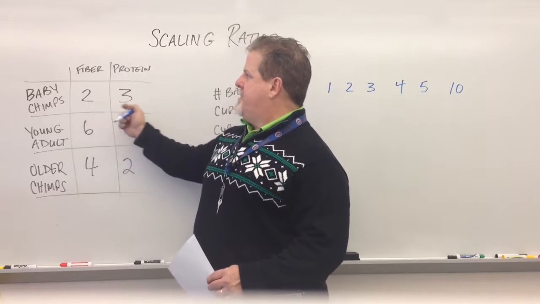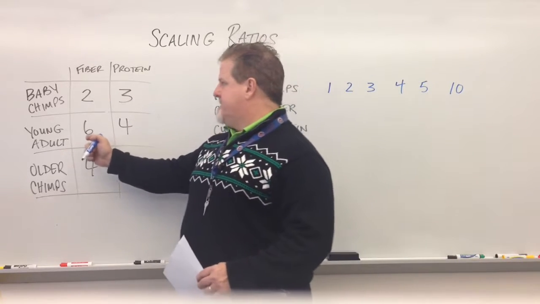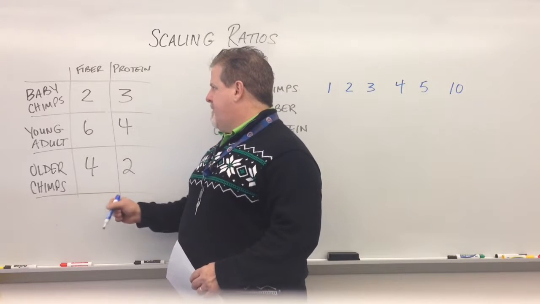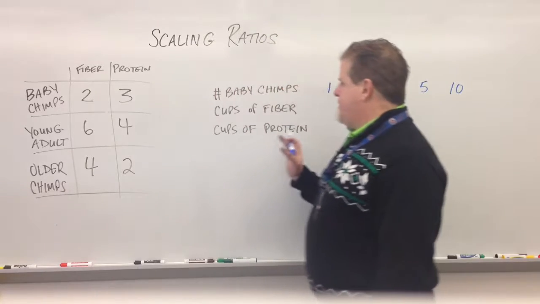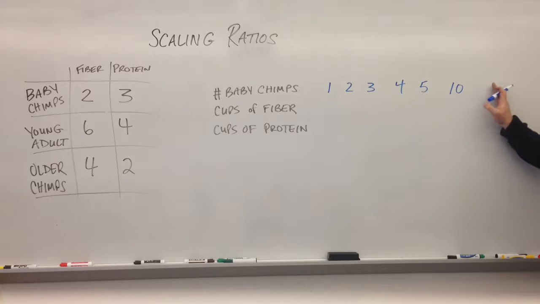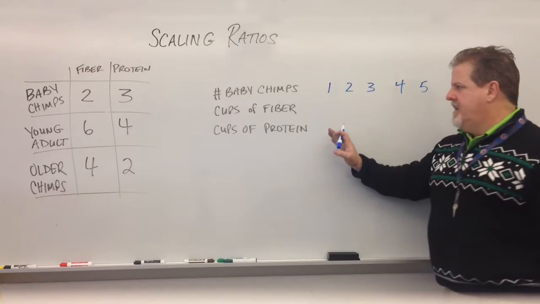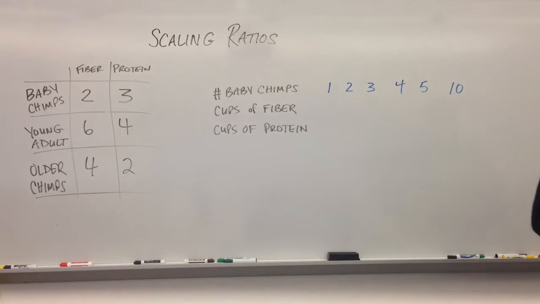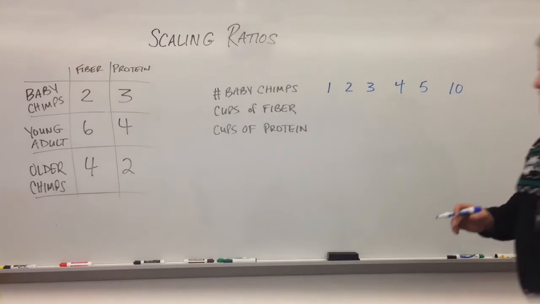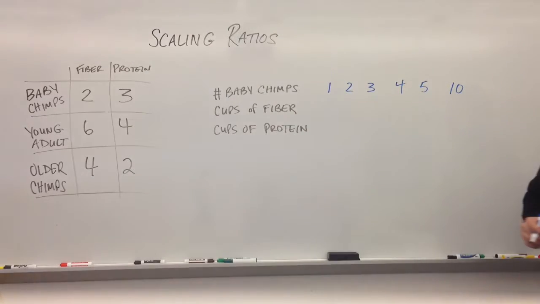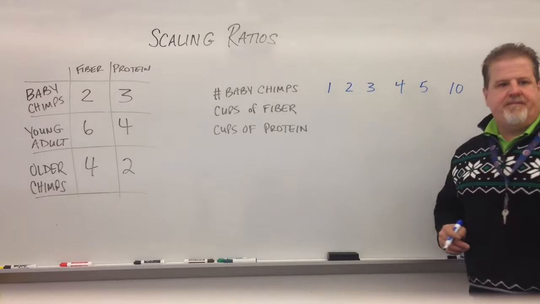Babies get 2 cups of fiber with 3 cups of protein. Young adults get 6 cups of fiber with 4 cups of protein, and the older chimps get 4 fiber and 2 protein. And we have a chart here that lays out the number of baby chimps, 1, 2, 3, 4, 5, and 10, and we have to fill in the cups of fiber and cups of protein. So knowing what we know from the data that was given in the problem, how many cups of high fiber would we need for baby chimps, and how many cups of high protein?